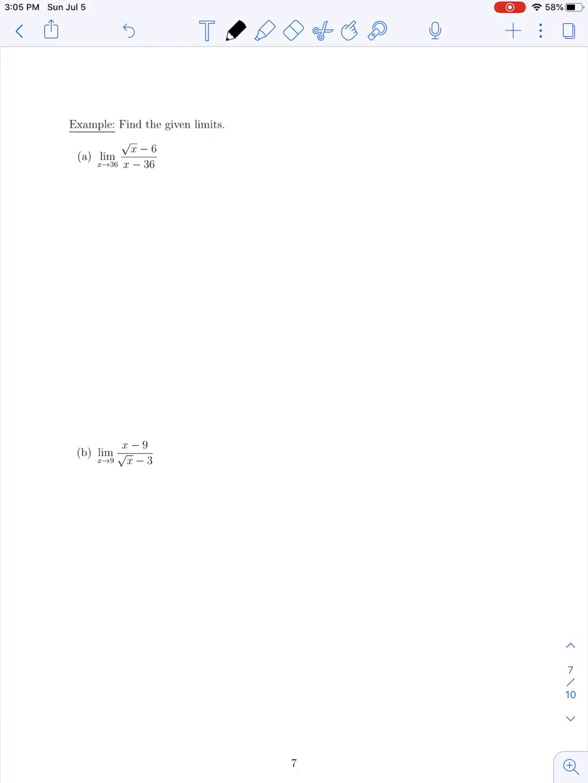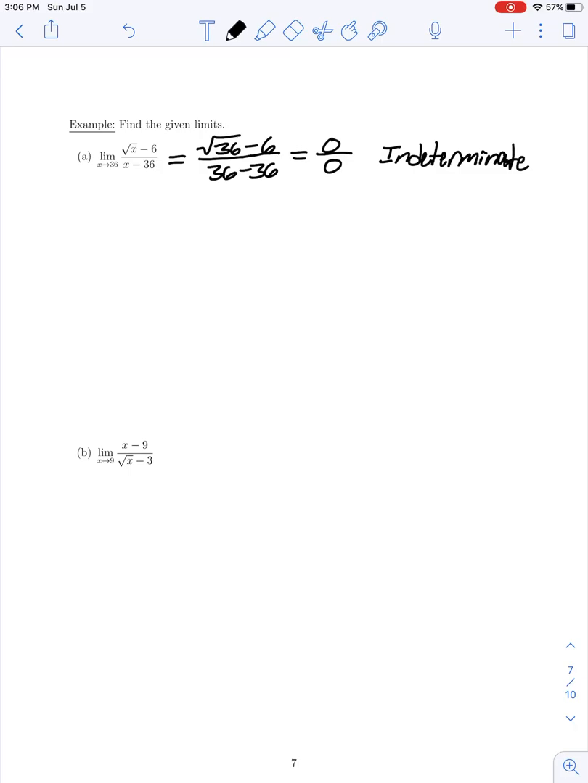And in part A, we have the limit as x approaches 36 of the square root of x minus 6 over x minus 36. So as always, the first thing that we would try to evaluate any limit is plugging in the given value of x. So here we would have the square root of 36 minus 6 over 36 minus 36, which reduces to 0 over 0. Again, this is an indeterminate form. So we can't evaluate the limit directly in this way.